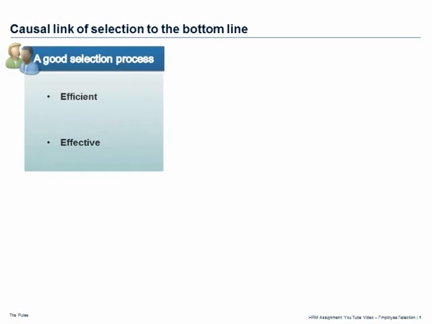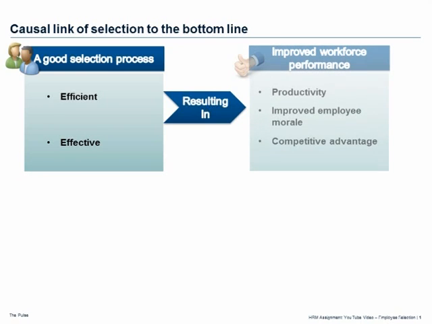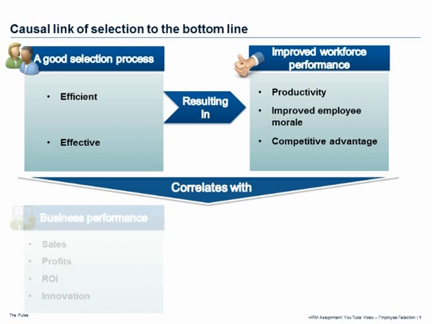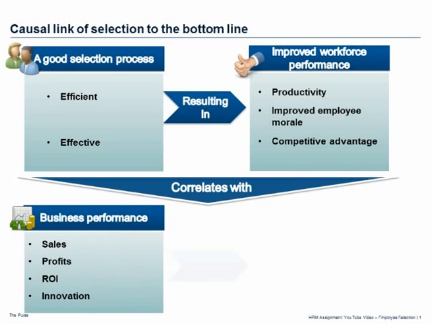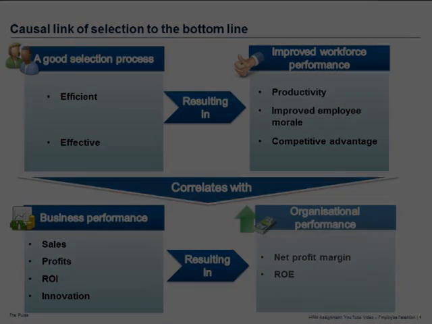Marshall and McHardy, in their book Identifying High-Effort Salespeople, conclude that in most organizations, a 15% increase in the effectiveness of the selection system will result in a 40% increase in performance. Because the right people are selected, the overall productivity levels increase. Employee morale also increases and the organization has a competitive advantage. They show that improved work performance has a positive impact on business performance through the increase in sales, profits, return on investments, and innovation. This then results in an overall improvement in the organizational performance in terms of the net profit margin and return on equity.